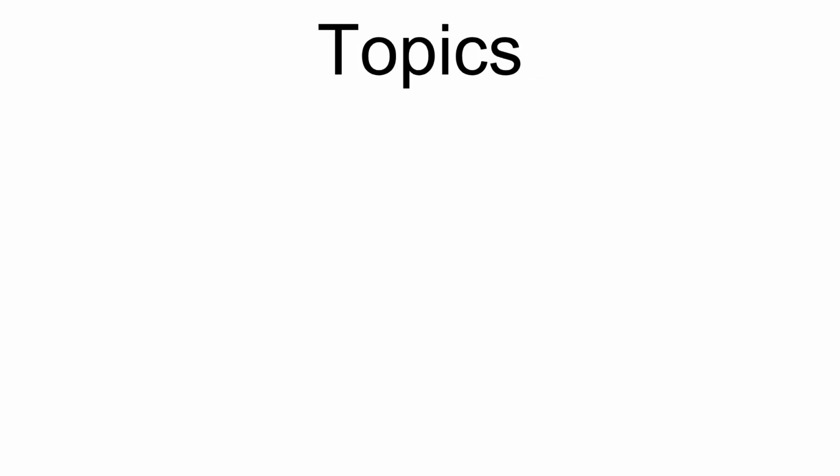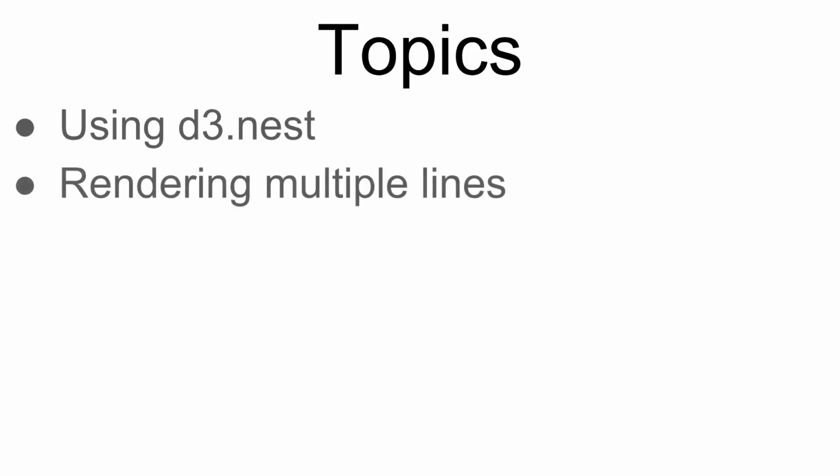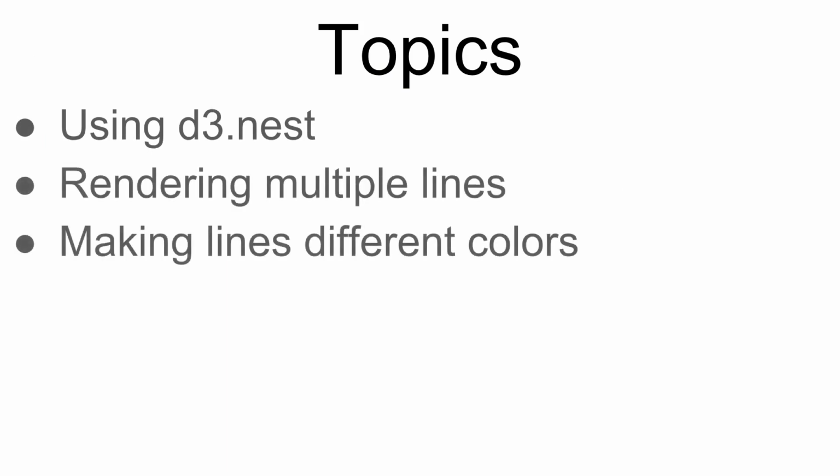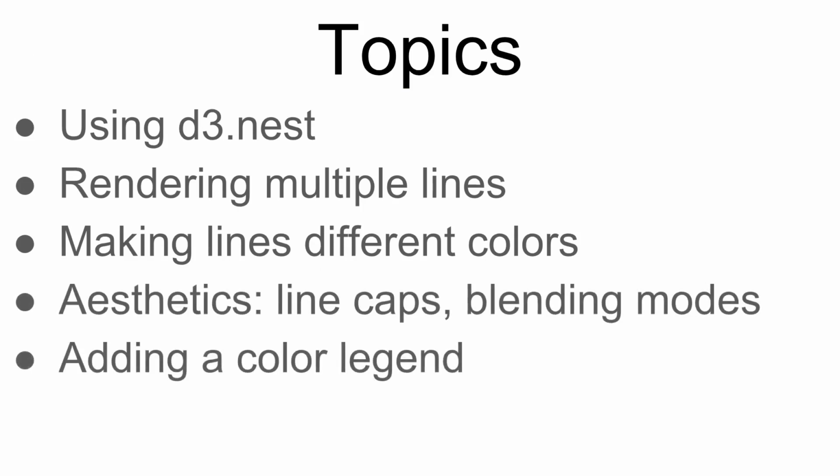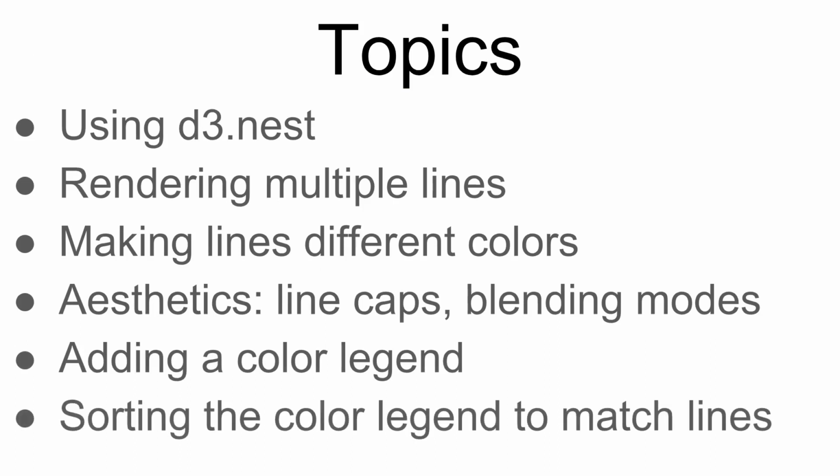The topics we're going to cover here include using D3.nest, rendering multiple lines, making the lines different colors, some aesthetic things like line caps and blending modes, adding a color legend, and finally sorting the color legend to match the lines.